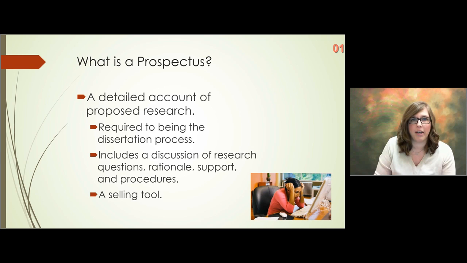And what it includes is a discussion of the research questions, a rationale for the study, support, and procedures. And I've got this girl on this slide down here in the corner, and this is probably what you look like at the time that you're thinking, all right, it's really time to nail down my topic and to really go with something. And that can be a really big process and it can be really frustrating. So this video is not a panacea.